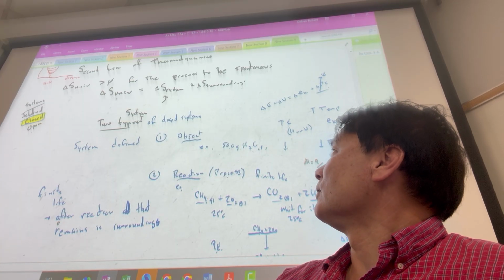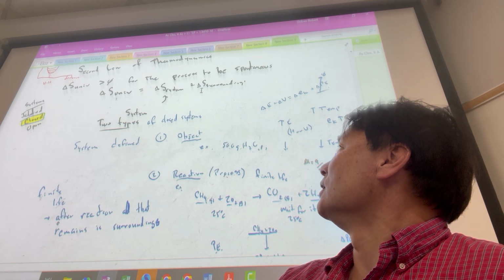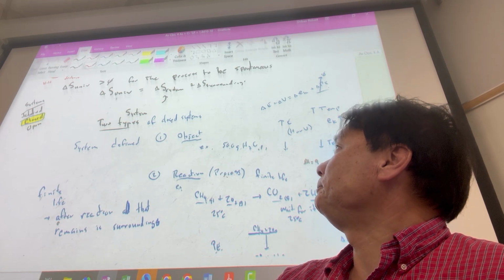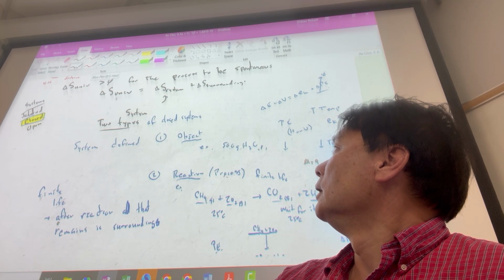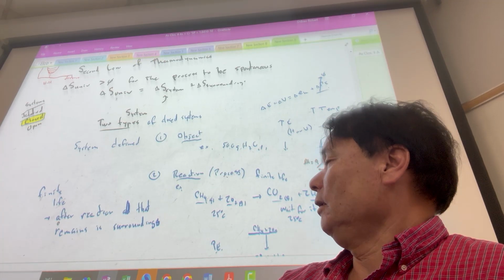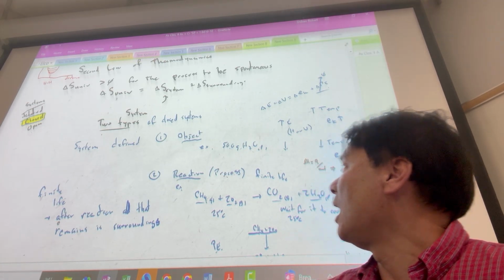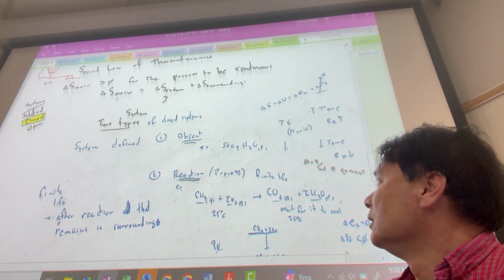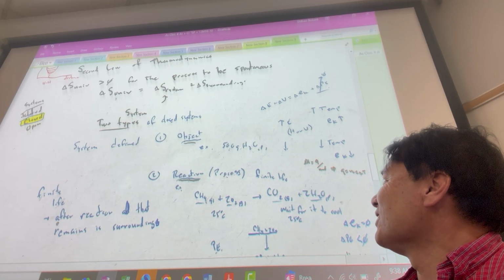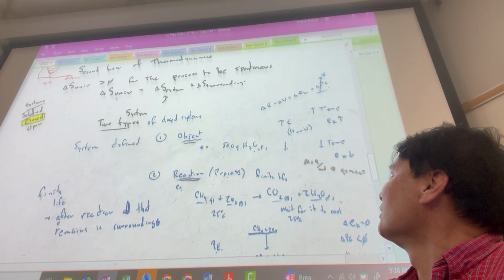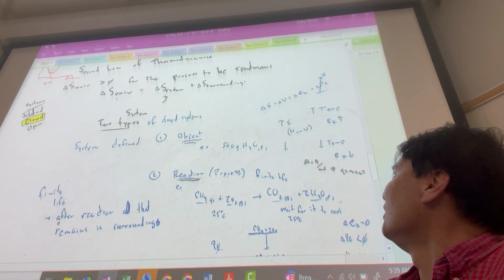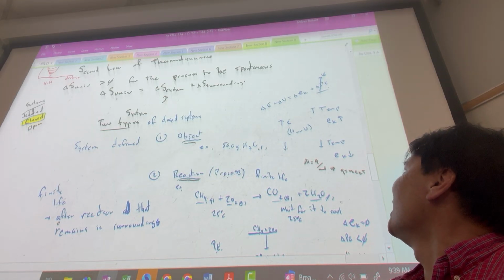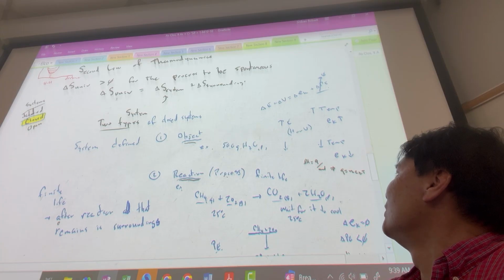We divide up the universe into the system and the surroundings here. And the system is going to be the object of interest or the reaction of interest here. And then everything else is the surroundings. So an object would be an example of that, like water, 50 grams of water. And the 50 grams of water can, if we add energy, heat up. Or if we remove energy, it can cool down. So this is energy here.